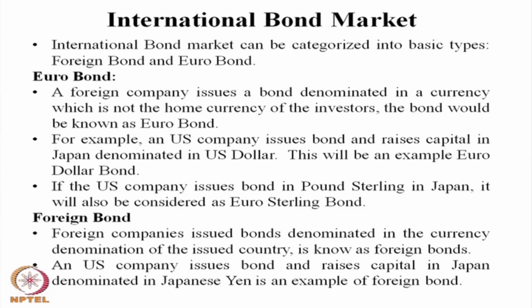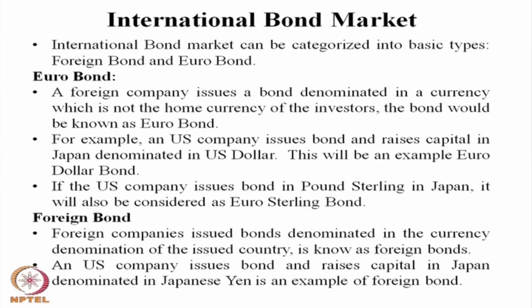For example, a US company issues a bond and raises capital in Japan denominated in US dollars; this would be a euro bond. The company is not raising the bond in the US market, but in the Japanese market, and not in Japanese currency but in US dollars. So it will be known as a euro bond.